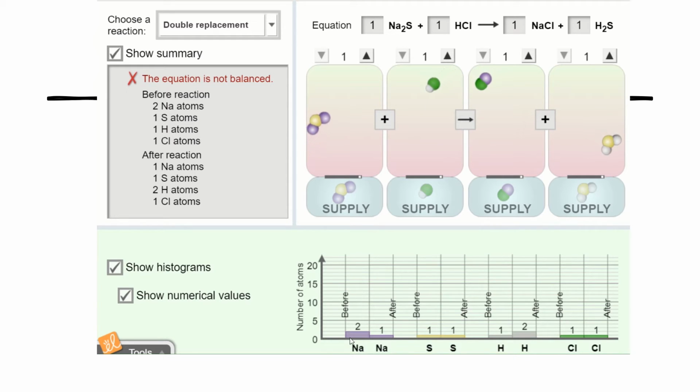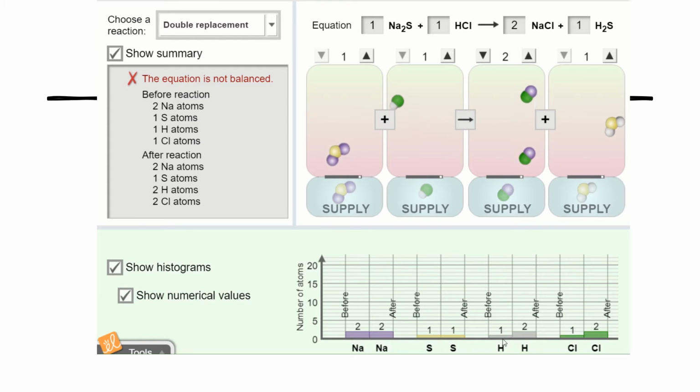So I have 2 sodium on the reactant side, but only 1 on the product side. So let's change it. Okay, when I do that, it fixes sodium, but it changes chlorine. So that's no longer balanced. Sulfur is still fine, so let's leave it alone. And in fact, the first 2, sodium and sulfur, are balanced, but hydrogen and chlorine are not.